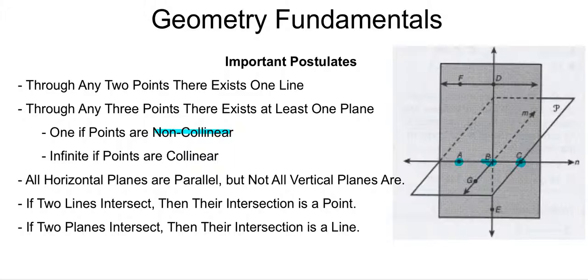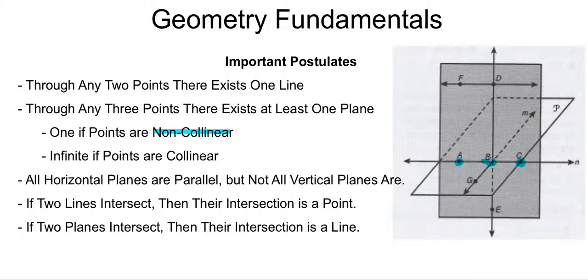All horizontal planes are parallel, but not all vertical planes are. For example, if you think of the room you're sitting in right now, the floor and the ceiling are going to be horizontal planes, but the walls are going to be vertical planes. So if you look at any one of the corners, that's where two vertical planes intersect. All right, that's not going to be parallel.